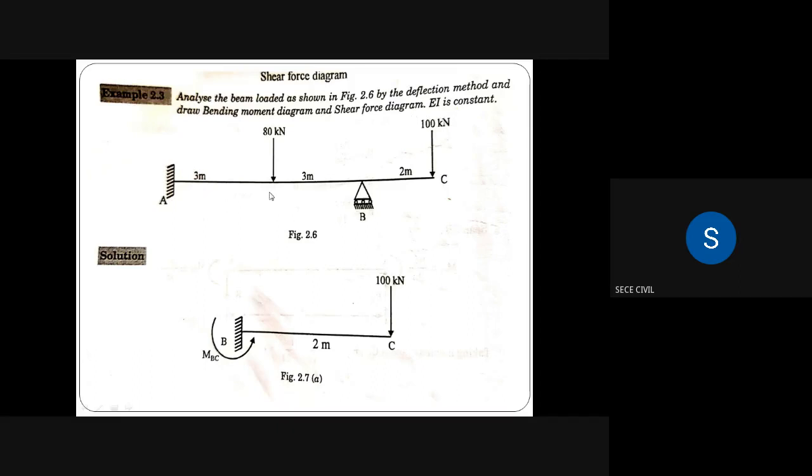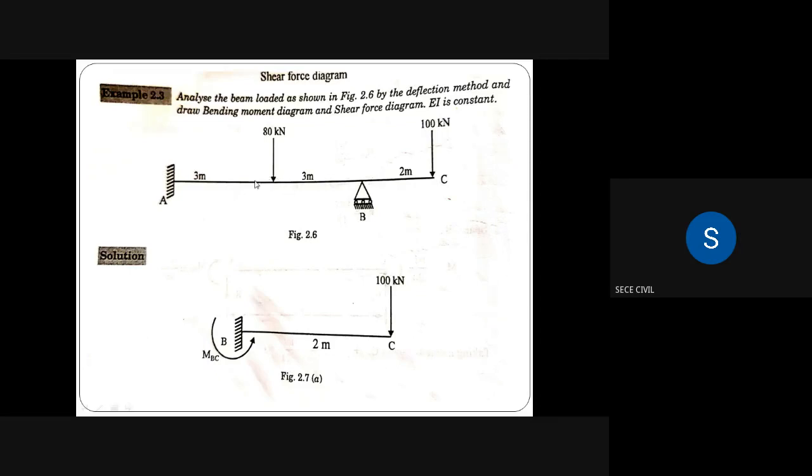So in this figure, support A is fixed and joint B is a roller support, and span BC is a free end. Overhanging beam. So joint C is a free end. At joint C, we have a point load of 100 kilonewton, and in span AB, we have a point load of 80 kilonewton at the center of the span.